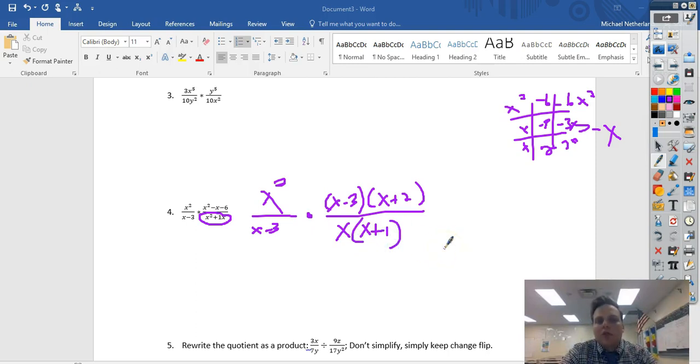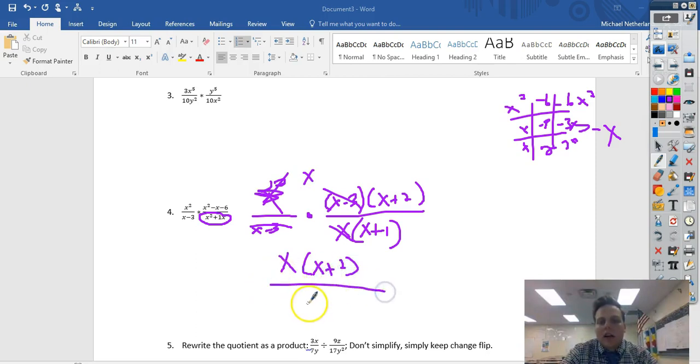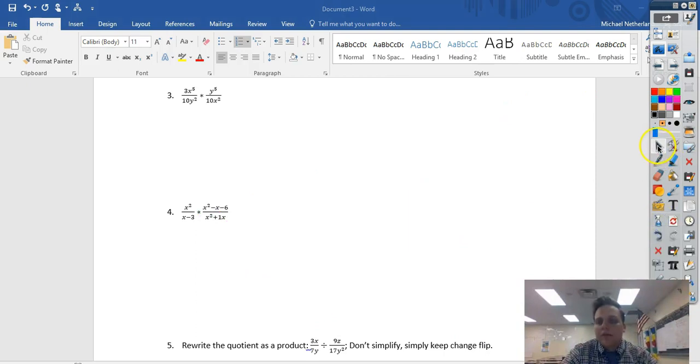And so now what you can do is just look and see, can anything cancel out? Well, these x minus 3's can cancel. You have an extra x here and an x squared here. That's right, you can cancel this out to make this become just x. So you end up with x times x plus 2 all over x plus 1. All right? And you can't do anything after that. So let's move on to number 5.